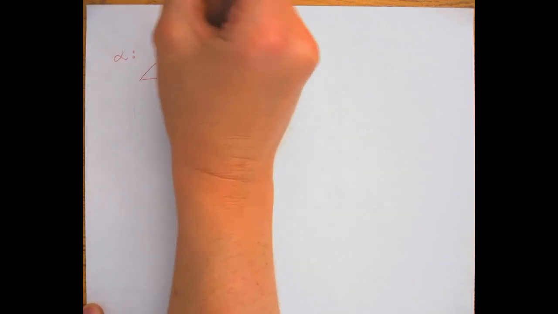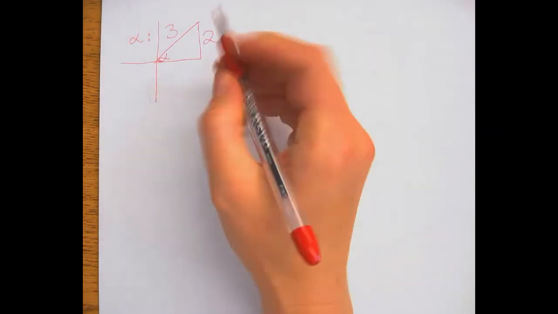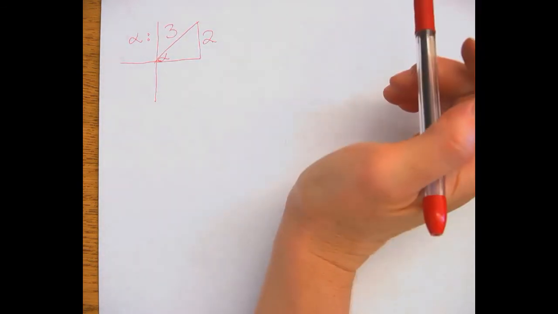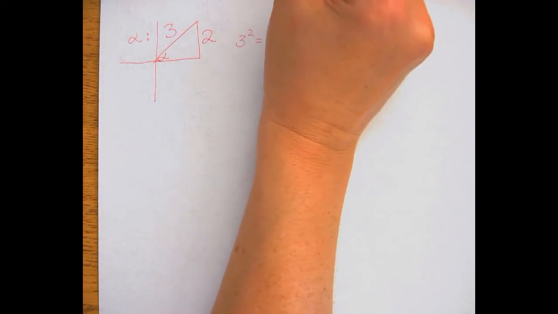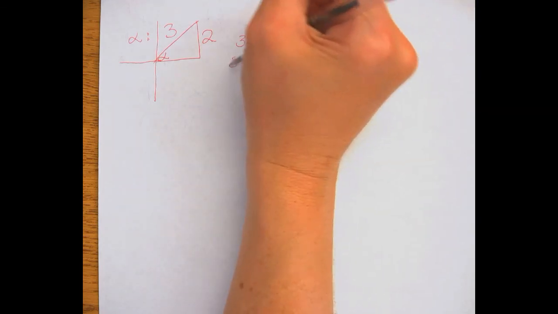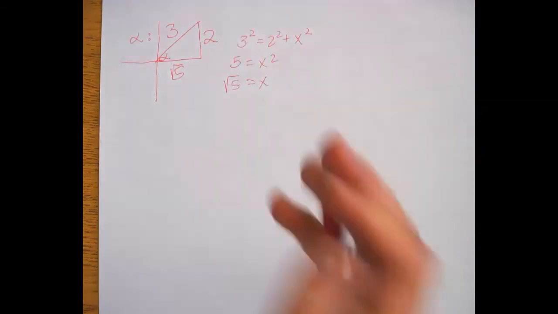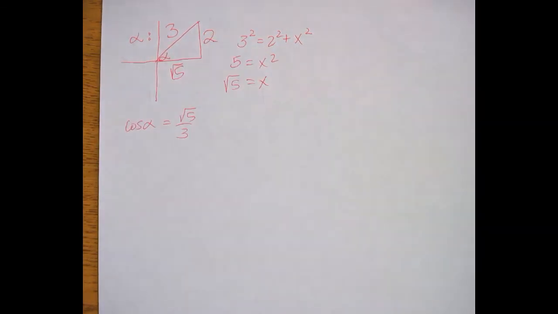So for my alpha triangle, which is in quad 1, I know the side opposite will be 2 and the hypotenuse will be 3 because the sine was 2/3. So using Pythagorean theorem, 3 squared equals 2 squared plus x squared. 9 minus 4 would be 5. So x will be the square root of 5.